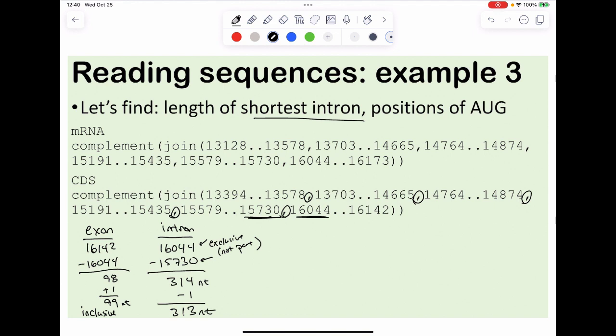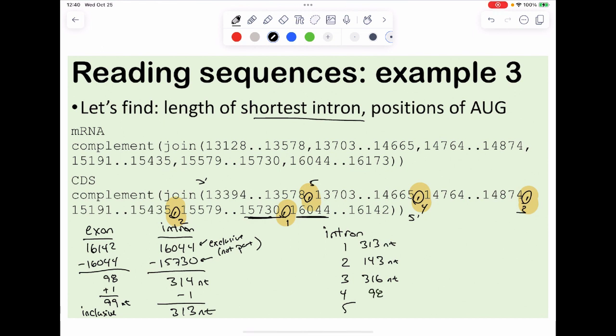I'm going to number these 1, 2, 3, 4, and 5. I'm going to highlight them so it also makes it easier to see what I'm talking about. When I do the subtraction, again 1 through 5, 5 prime to 3 prime, I'm going to get 313 nucleotides, 143 nucleotides, 316 nucleotides, 98 nucleotides, and 124 nucleotides. Find the length of the shortest intron. The answer is 98 nucleotides. It turns out this one right here is the shortest. How would I figure that out? Again, we just do the subtraction.